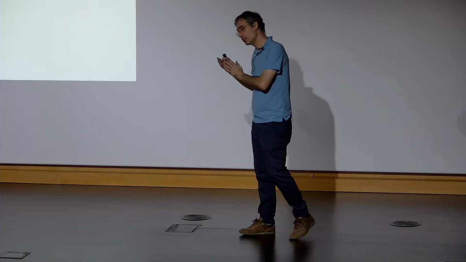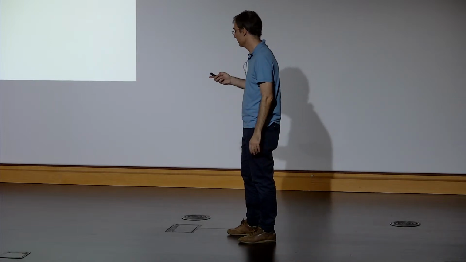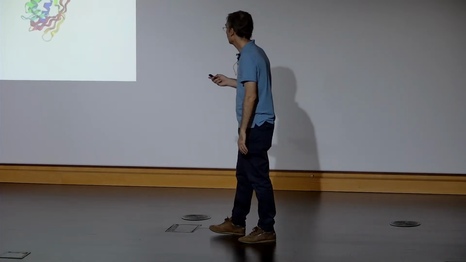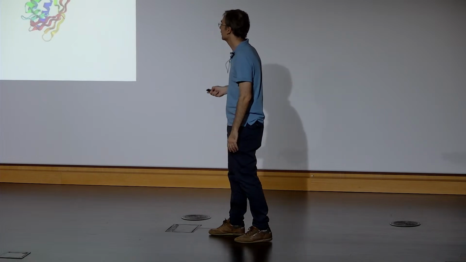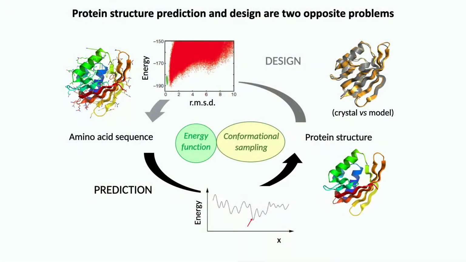So as I said, structure prediction and protein design are two opposite problems. In prediction we have an amino acid sequence, and then we have all these methods: energy functions, conformational sampling techniques, and deep learning techniques to predict structures. The idea is to generate models that correspond to the lowest energy minima of the protein folding energy landscape.